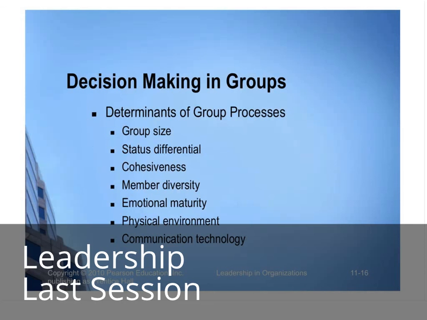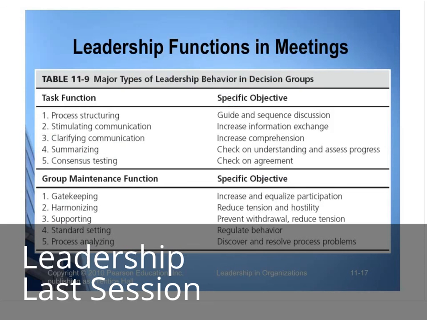You want to make a decision in the group. So it's all about the group size, status differential, cohesiveness, member diversity, emotional maturity, physical environment, communication, technology. All you can see here is dimensions of your group. You've got to have a harmonious group size. You've got to have groups that are similar, I mean, in the way they are designed. They should be diversified. They should be matured.